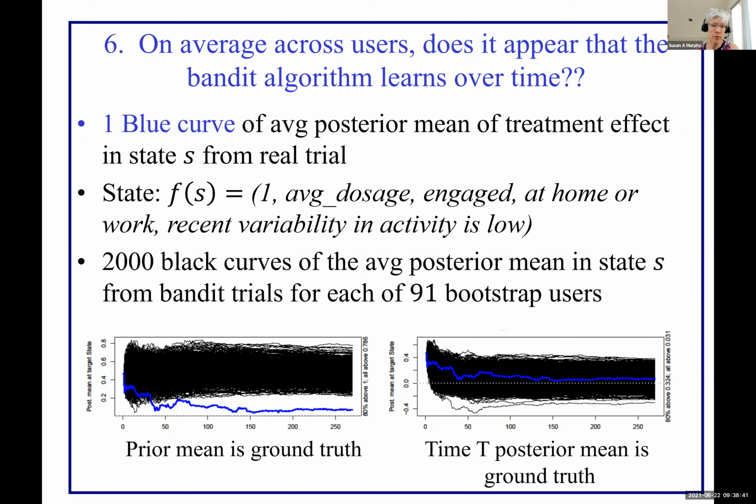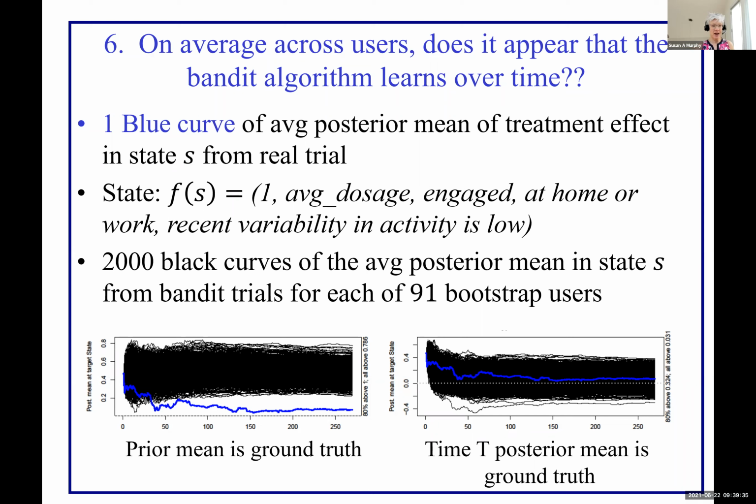We then randomly sample. We obtain a bootstrap sample of 91 users, so 91 trajectories of state residual, and we run the Bandit algorithm on each trajectory separately. The Bandit algorithm will see a reward equal to the residual if the Bandit algorithm chooses no, do not deliver. If the Bandit algorithm chooses deliver the suggestion, then the Bandit algorithm will see the residual plus the treatment effect, the prior mean treatment effect. So the black lines are all under the ground truth that the treatment effect is in accordance with the prior mean. Every single one of the 2,000, because there's 2,000 bootstrap trials, each of 91 users.